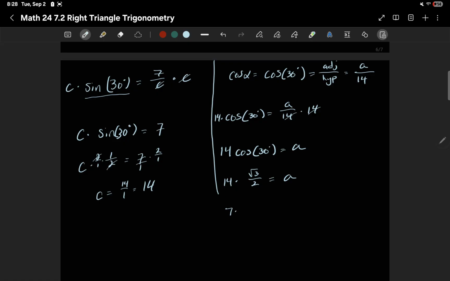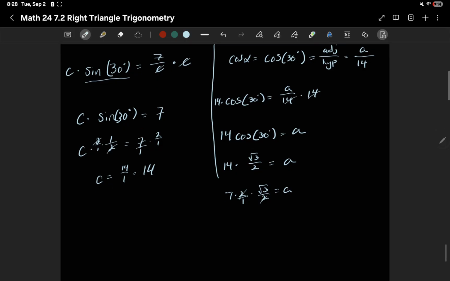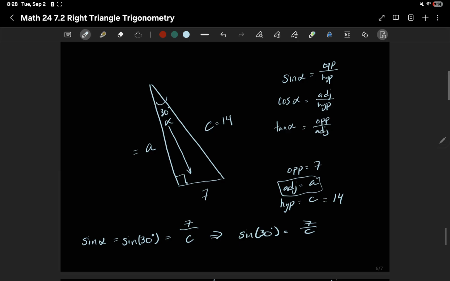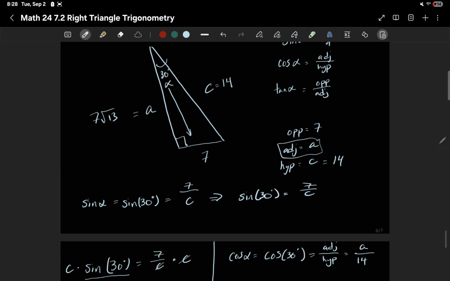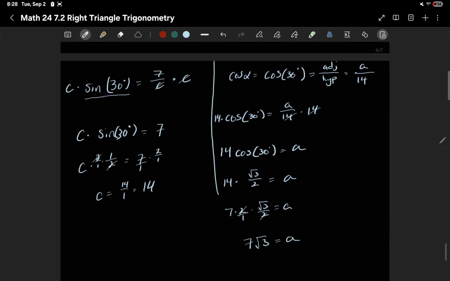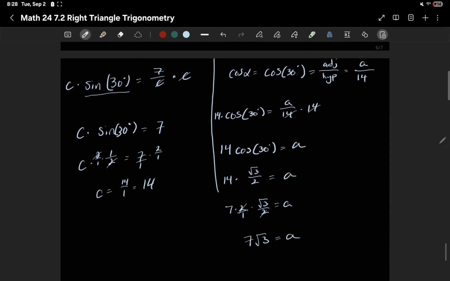Well, 14 is the same as 7 times 2, so I've just written 14 in a different manner. Now you see we have a 2 on bottom and a 2 on top, and they cancel. And so we end up with 7 times the square root of 3 is equal to a. Now we can come back up and fill in the last unknown side of our triangle. Not square root of 13, square root of 3, excuse me. Cool, and so there's that problem.